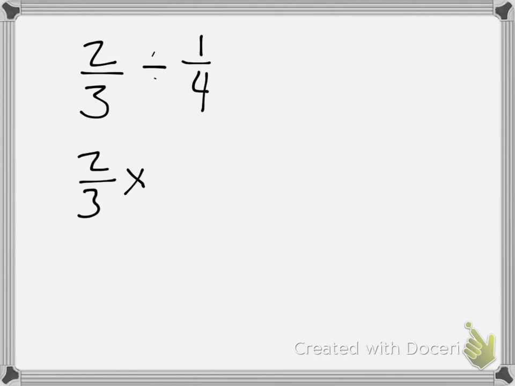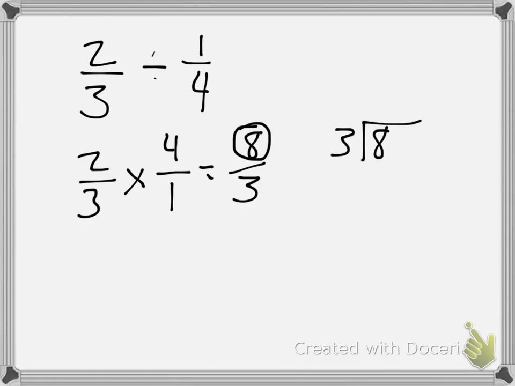2/3 times, and then the reciprocal of the second fraction is 4 over 1. You flip the second fraction upside down. Then you just straight multiply. 2 times 4 is 8. 3 times 1 is 3. It's an improper fraction because the numerator is larger, so I'm going to divide 8 by 3. 3 goes into 8 twice. You're going to get 6, subtract, and you're going to have 2 left over. 2 2/3 is your answer.